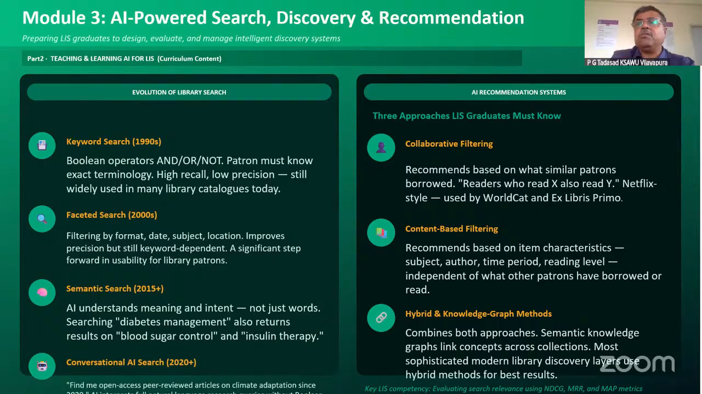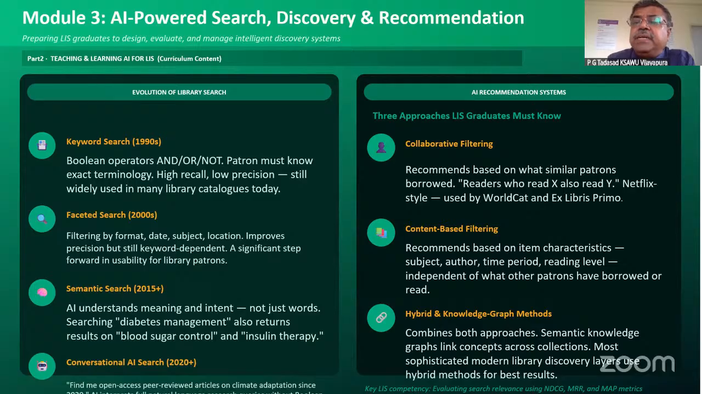From the keyword searching of the 1990s, title-based indexing, PRECIS, POPSI, those historically all possible indexing systems we have been taught and we have learned, many things we have forgotten. But now, in AI recommendation systems, the students have to learn these three aspects.